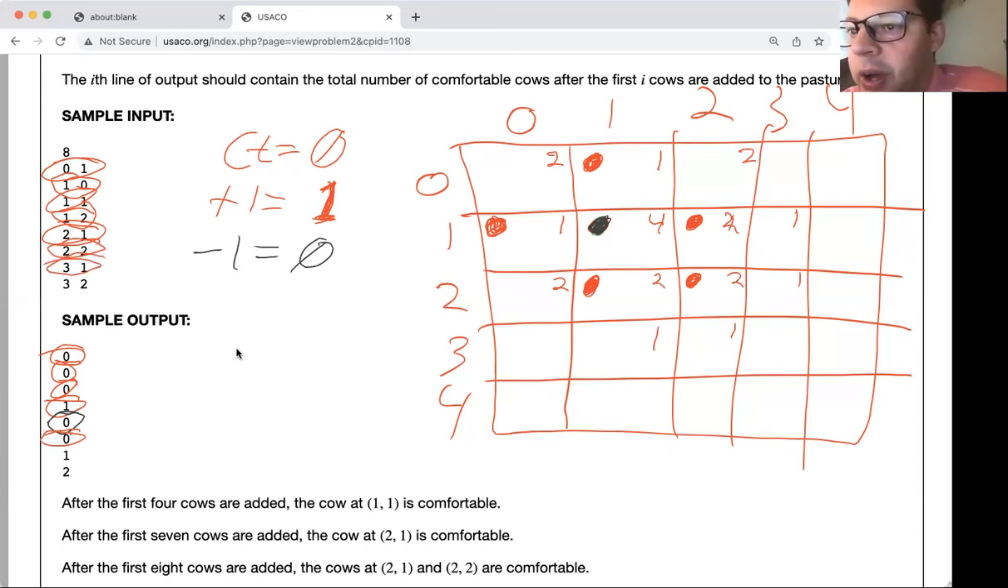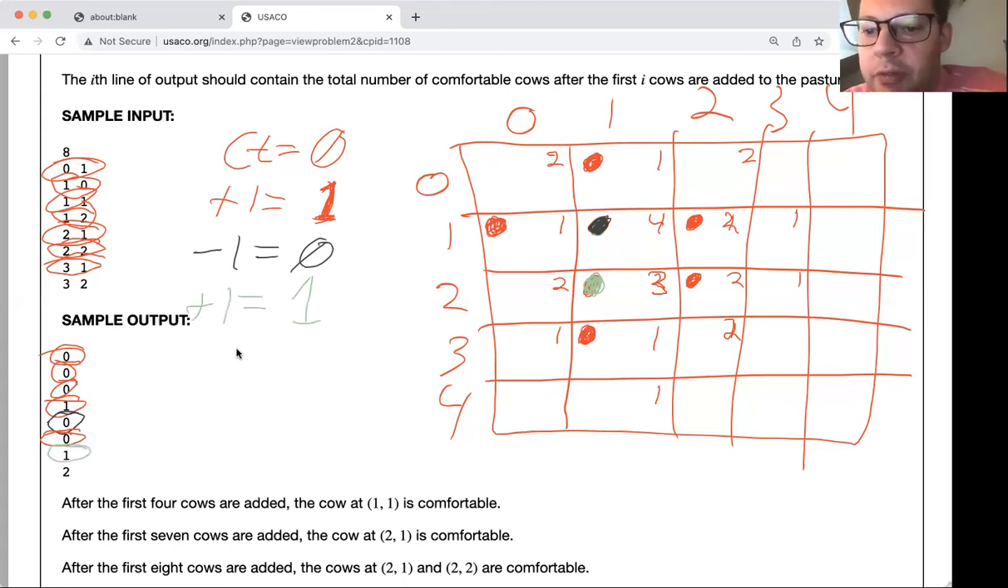I have a cow at 3, 1, row 3, column 1. That's here. So now I have 1 to the west, 1 to the south. This is going to go up to 2. And now this one's going to become a 3 to the north. I'm going to color that one green because it just became 3. So that's going to be a +1 equals 1 comfortable cow now. And that's that 1 right there.